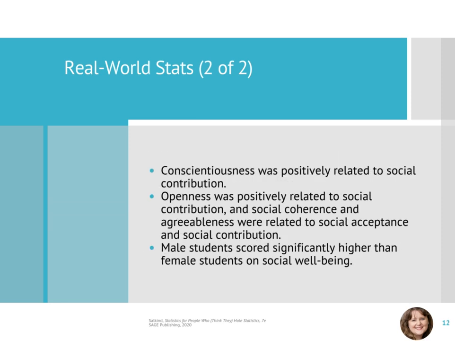So they also found that conscientiousness was positively related to social contribution. So again, isn't social contribution kind of part of conscientiousness? I don't know. You decide. It's really something you could debate. And then the five factor construct of openness was positively related to social contribution and social coherence, and agreeableness was related to social acceptance and social contribution. So it's all very interesting. They ran a ton of correlations. It's a decent little study to look at and understand correlations. So I find that interesting.